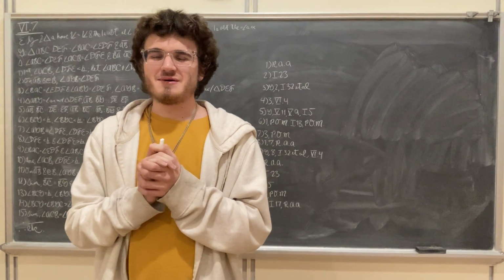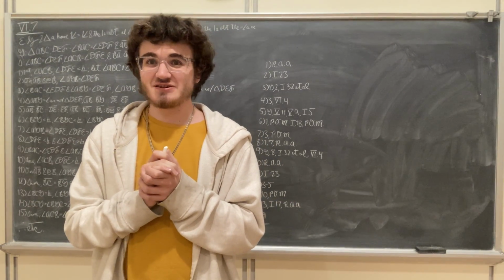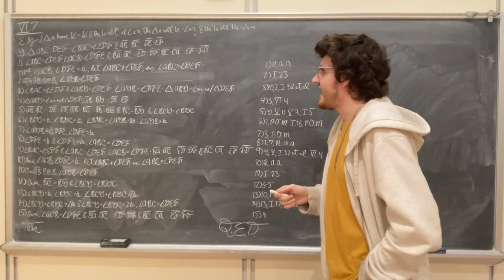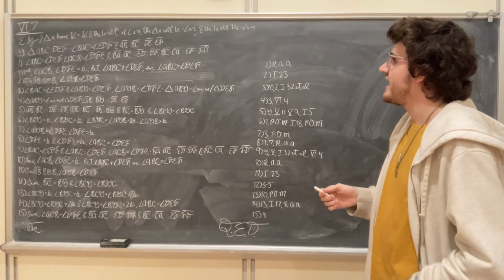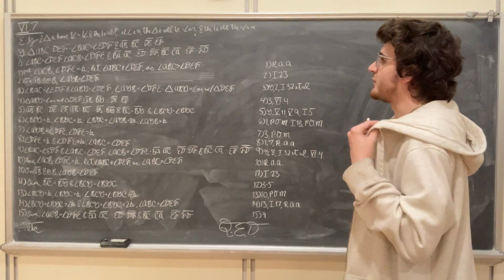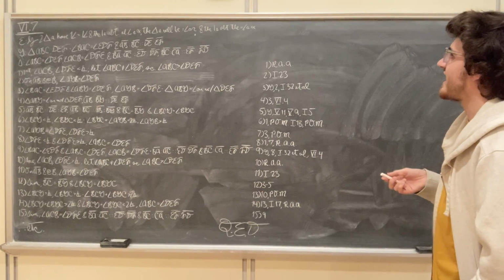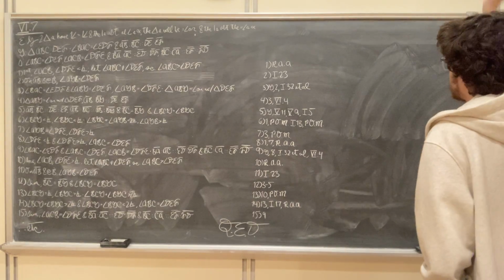Hello, this will be a demonstration of proposition 7 from book 6 of Euclid's Elements, which says that if two triangles have one angle equal to one angle, and the sides about other angles proportional, then the triangles will be equiangular and have the sides about equal angles proportional.